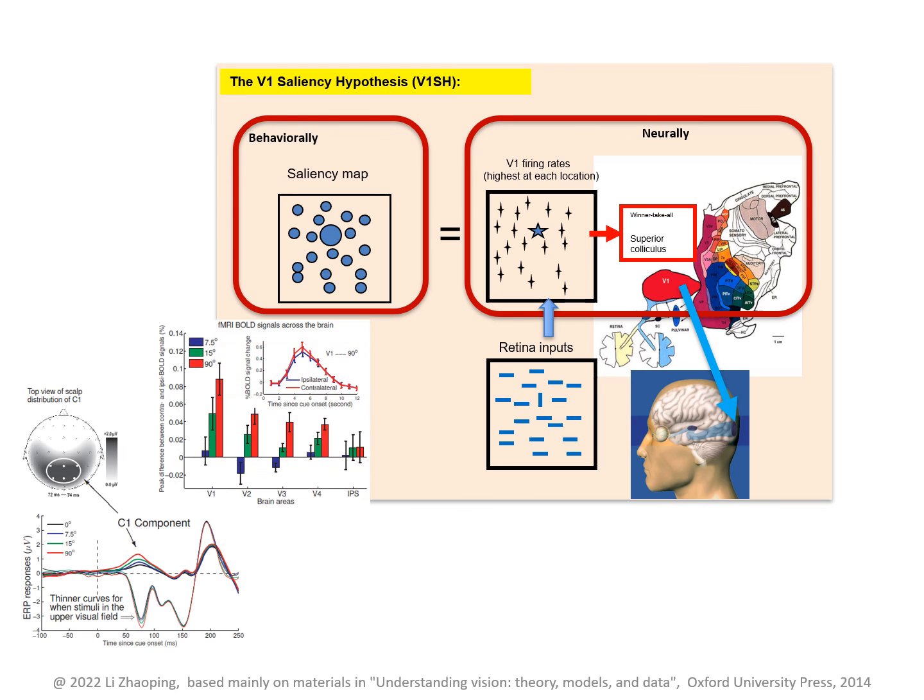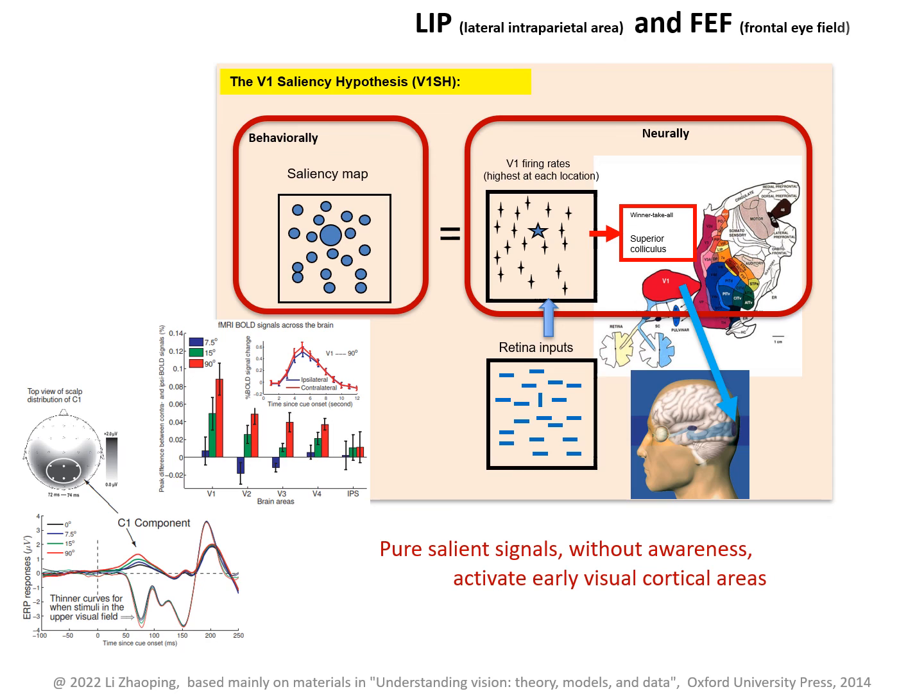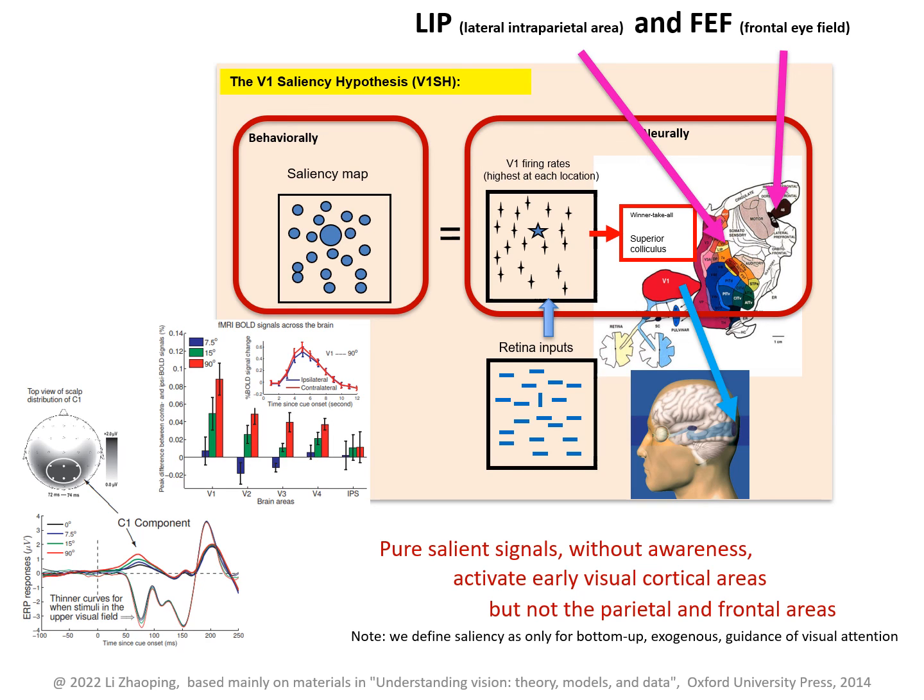These data suggest that if we do not contaminate saliency signals by perceptual awareness signals, then they activate just the early cortical visual areas, but not the parietal and frontal areas, which are normally associated with top-down attentional guidance.